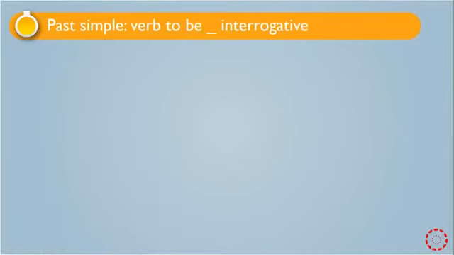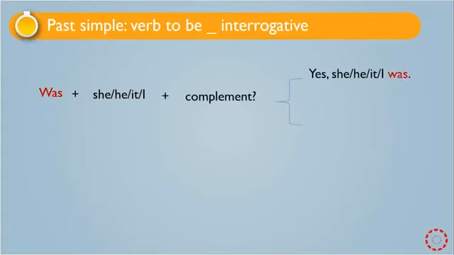Past simple verb to be in interrogative form, question form. We use was and were at the beginning: was plus the subject she, he, it or I, plus the complement. The answer will be yes, the subject was, where the subject will be she or he or it or I. Or no, the answer will be no, plus the subject plus wasn't.